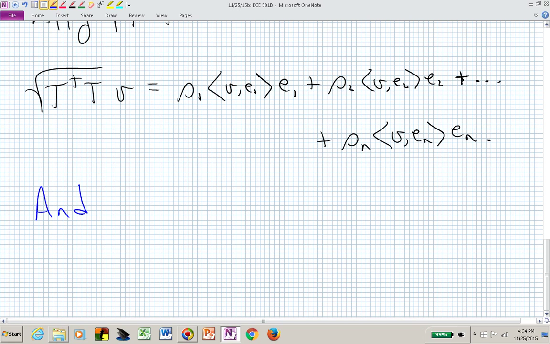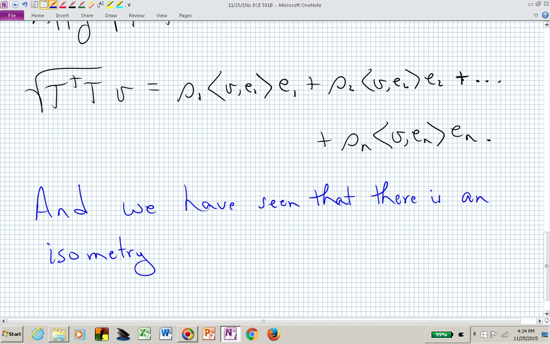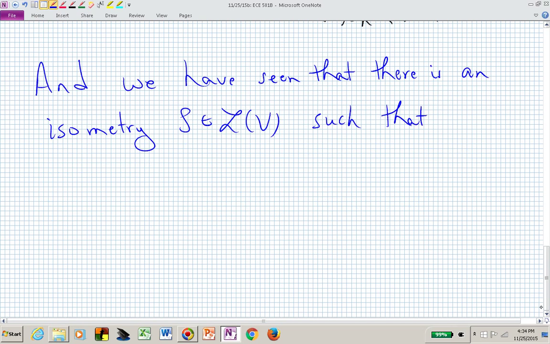So now let's say, and we have seen, that there is an isometry S, a linear operator, such that T is equal to the isometry S times the square root of T dagger T.